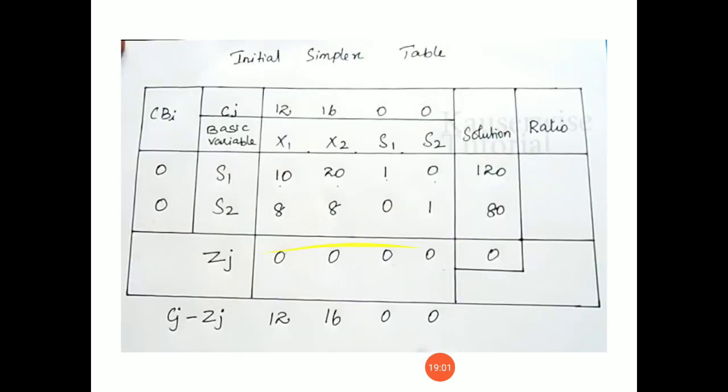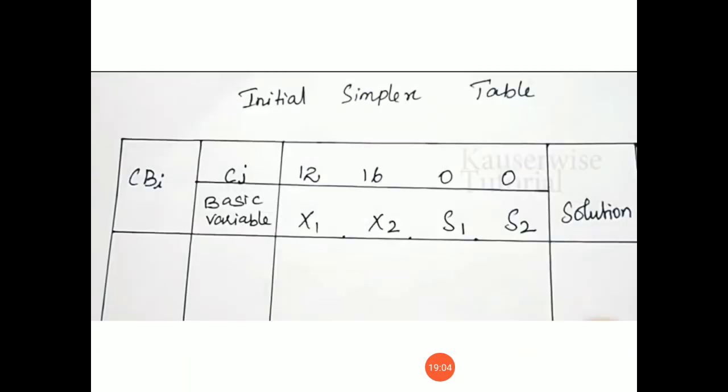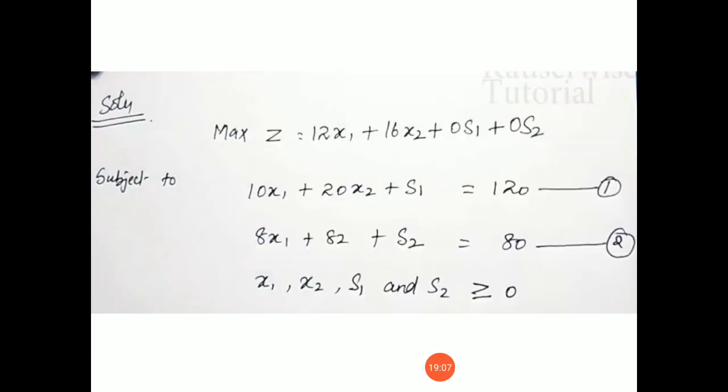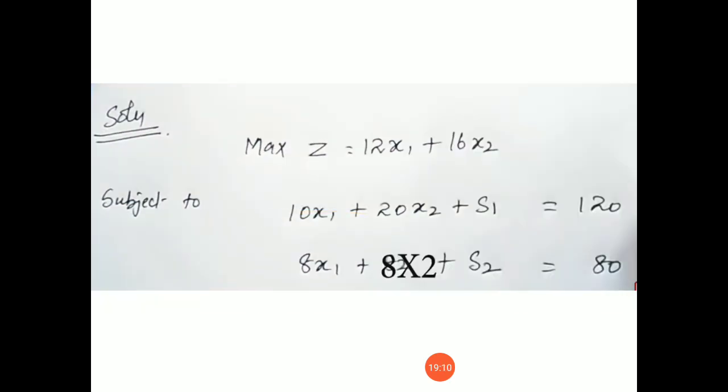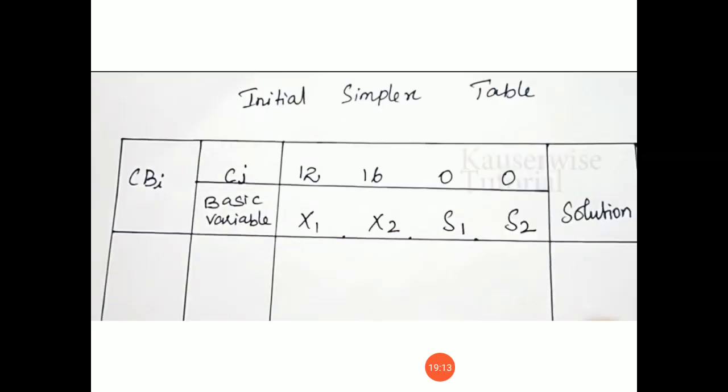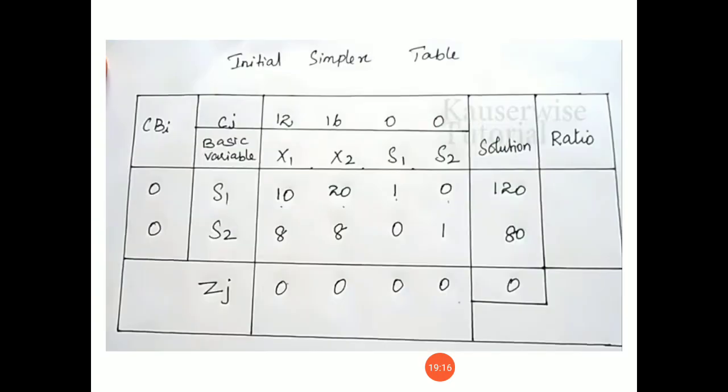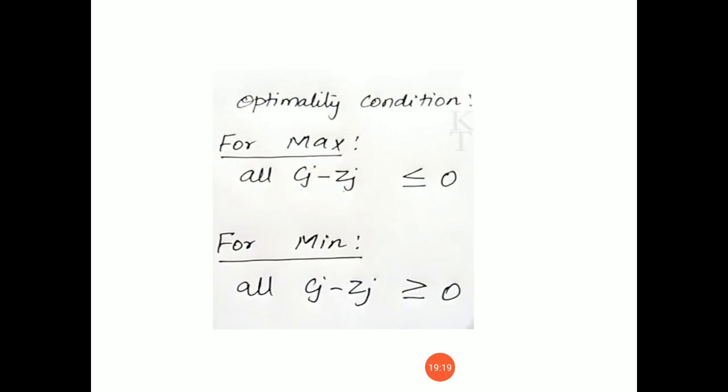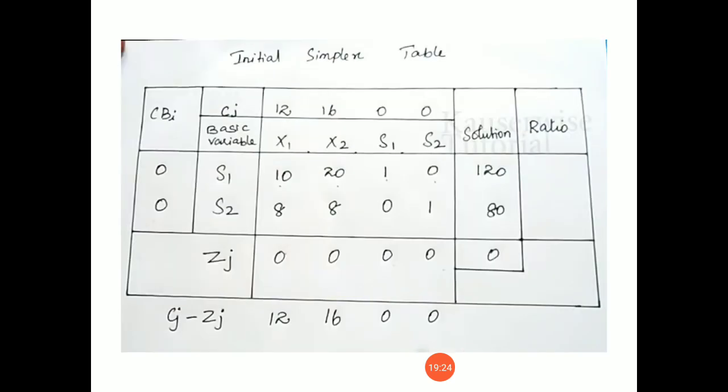Since the question that I am discussing here is of maximization type, as I've told you, the question is maximization of the objective function. So what is the optimality condition here? The optimality condition here is that Cj minus Zj should be either 0 or a negative value. As I can see, the Cj minus Zj that I have obtained here are not negative values, they are either positive or 0, which means I have not reached the optimality condition, so I need to proceed further.